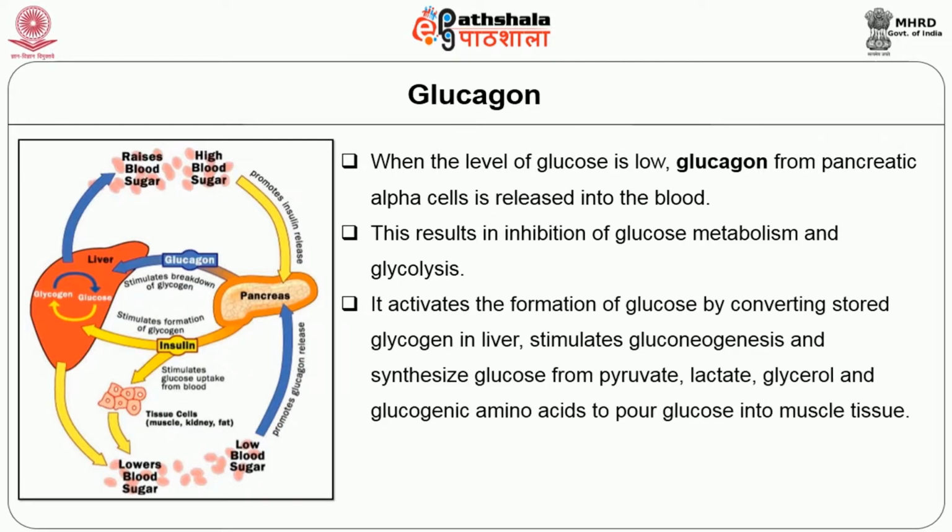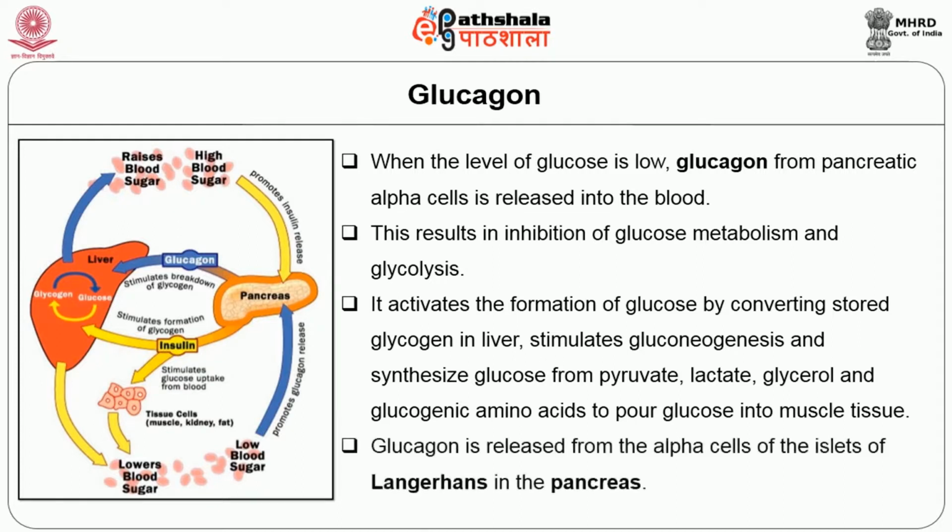It activates the formation of glucose by converting stored glycogen in liver and stimulates gluconeogenesis, the synthesis of glucose from pyruvate, lactate, glycerol, and glucogenic amino acids, to pour glucose into muscle tissue. Glucagon is released from the alpha cells of the islets of Langerhans in the pancreas.